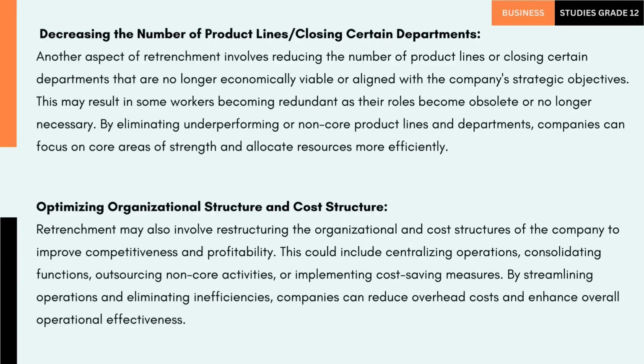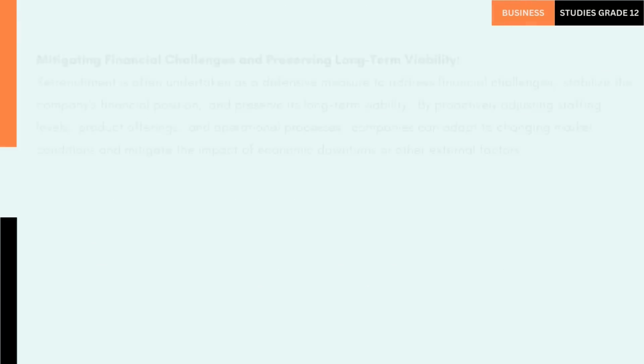C. Optimizing organizational structure and cost structure. Retrenchment may also involve restructuring the organizational and cost structures of the company to improve competitiveness and profitability. This could include centralizing operations, consolidating functions, outsourcing non-core activities, or implementing cost-saving measures. By streamlining operations and eliminating inefficiencies, companies can reduce overhead costs and enhance overall operational effectiveness.